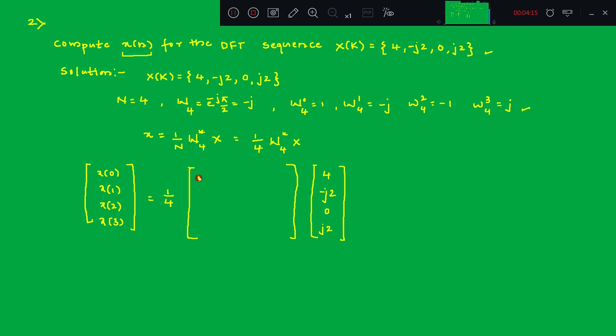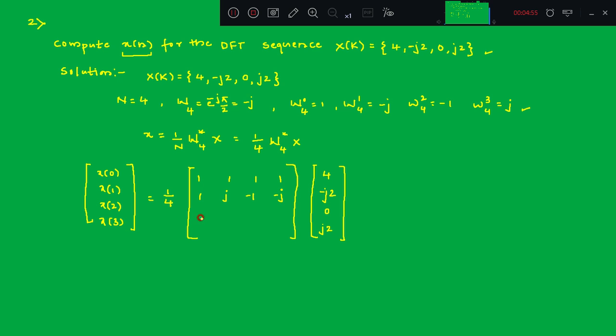So here we'll write down the elements of the IDFT matrix just by changing the sign. As it is, all the elements of the first row are 1. What are the elements of the second row in the DFT matrix? 1, and then minus j, so if I take the conjugate it becomes plus j. Minus 1 is real, so don't change the sign, only change the sign of the imaginary part, and here it was plus j, so now it becomes minus j.